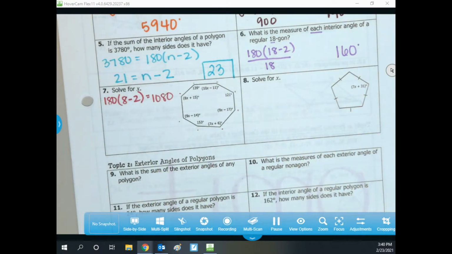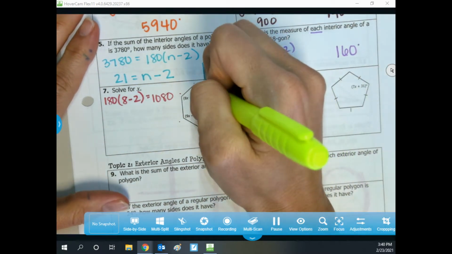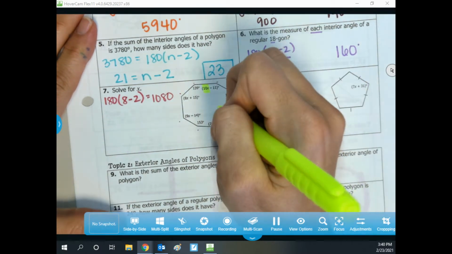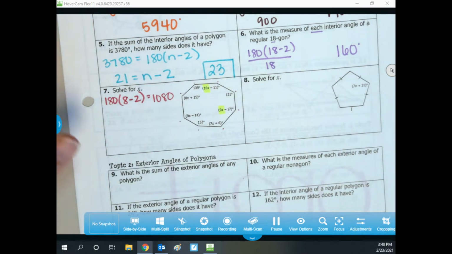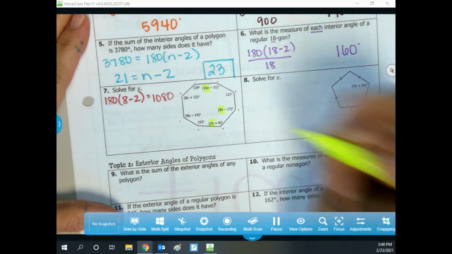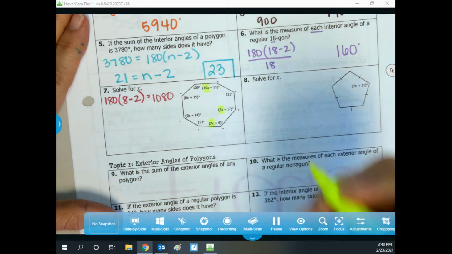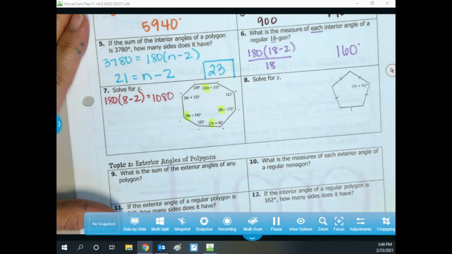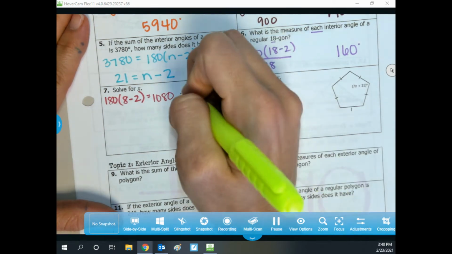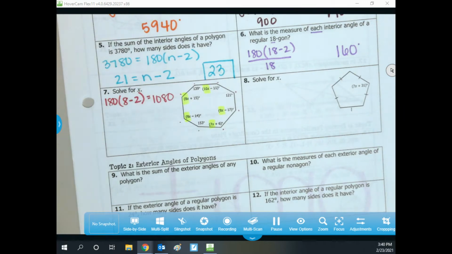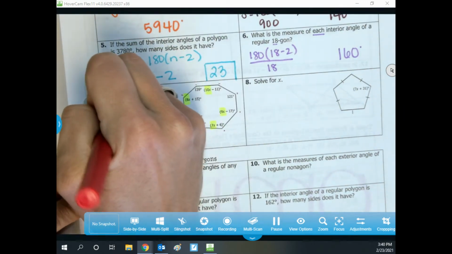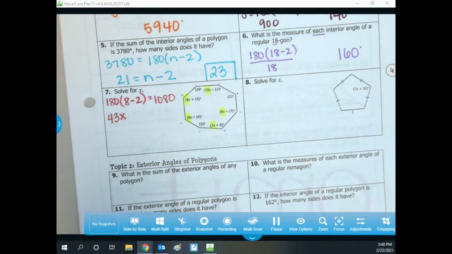So I'm going to go ahead and combine my like terms. So I have 10x plus 9x makes 19x. 19 plus 7x makes 26x. 26x plus 9x makes 35x. And 35x plus 8x makes 43x. So we have 43x. And then I'm going to combine my other like terms.